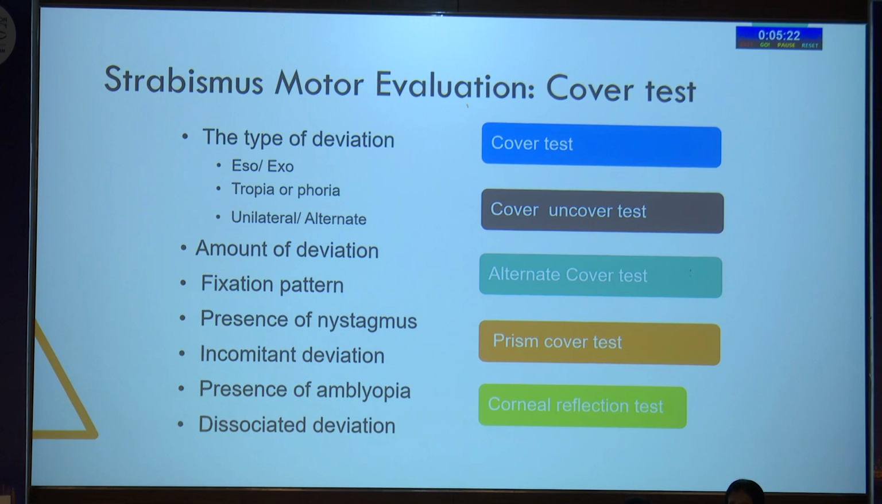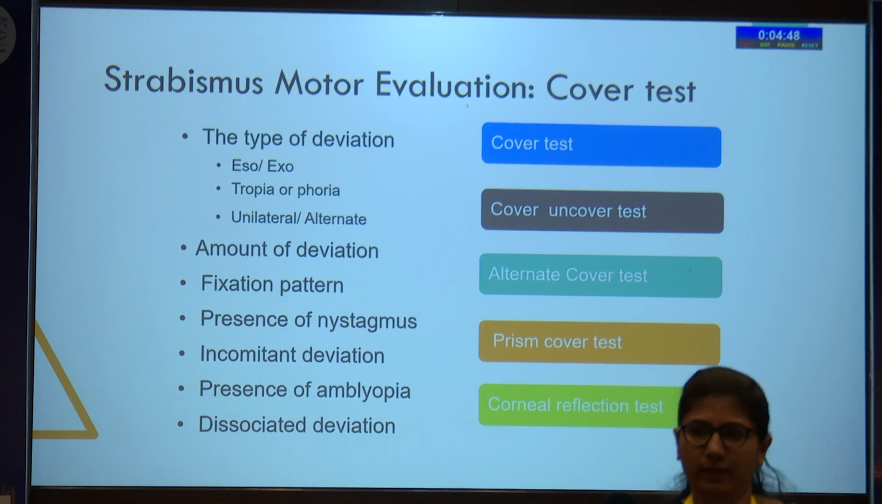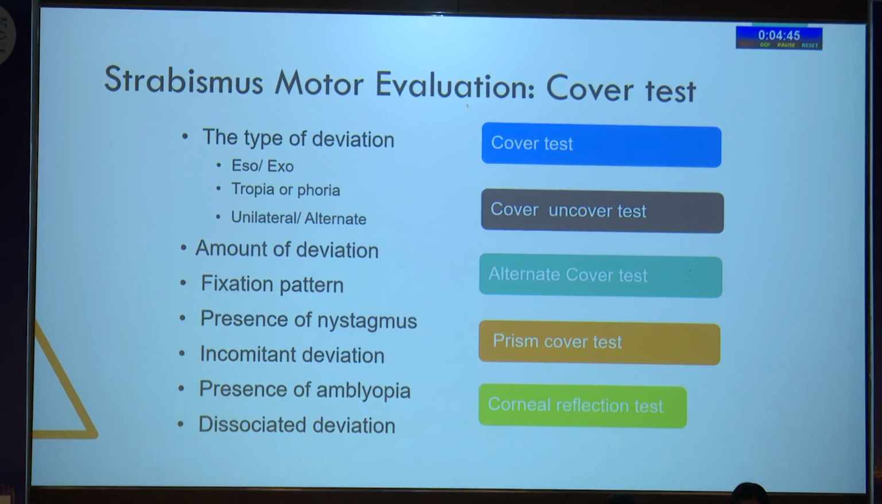Cover test basically means not just one part of cover test, but cover test encompasses almost all the tests. So cover test includes cover-uncover test, alternate cover test, prism cover test, simultaneous prism cover test; corneal reflection test is inspection. So what information we get out of it is the type of deviation, whether it is coming from in to out, eso, exo, hypo, hyper, unilateral, or whether it is alternate or not, the amount of deviation, the fixation pattern, presence of latent nystagmus, incomitant deviation if any, depending on fixing right eye, fixing left eye, amount of deviation, presence of amblyopia, depending again on the fixation pattern and on the dominance of the eye, and any associated dissociated vertical or horizontal deviation.